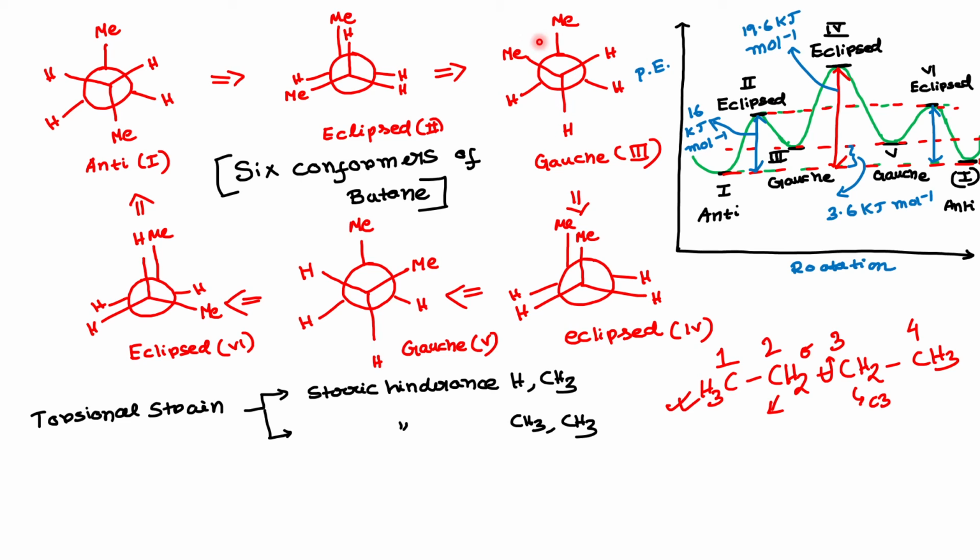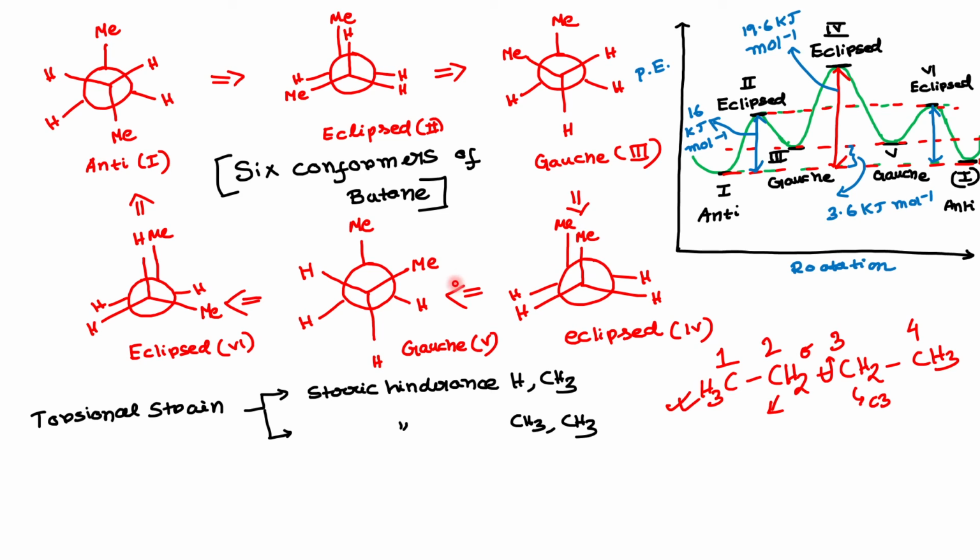Again, we give a 60-degree rotation in the clockwise direction, and we reach this eclipsed conformer. In this case, you can see that these two methyl groups are almost merged with each other. The dihedral angle between these two methyl groups is 0 degrees, which causes much more severe torsional strain compared to the gauche conformer, because they are the closest. These two methyl groups are very close to each other, so that's why in this eclipsed conformer the energy will be very high.